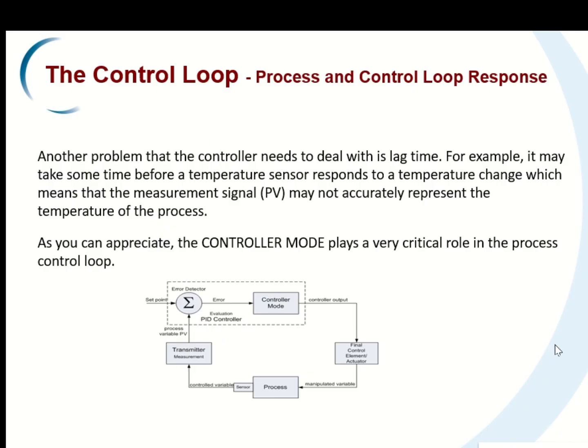Another problem that the controller needs to deal with is lag time. For example, it may take some time before a temperature sensor responds to a temperature change, which means that the temperature signal may not accurately represent the temperature of the process.